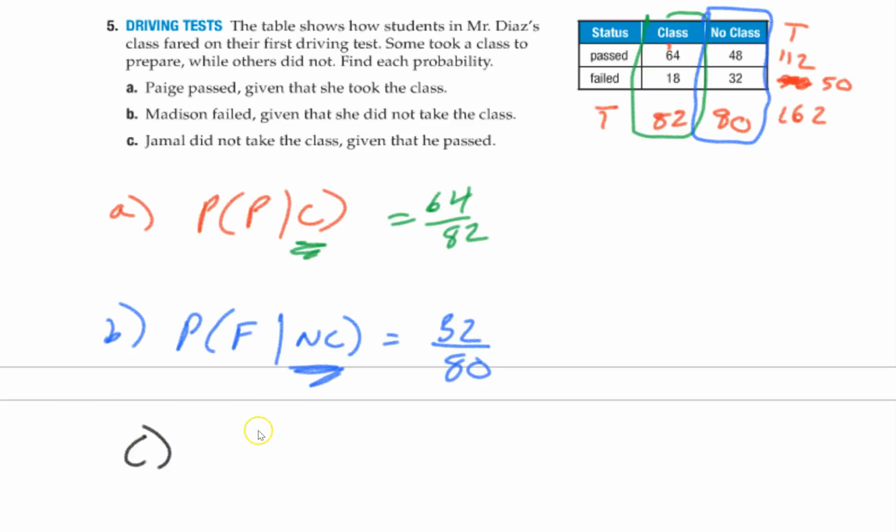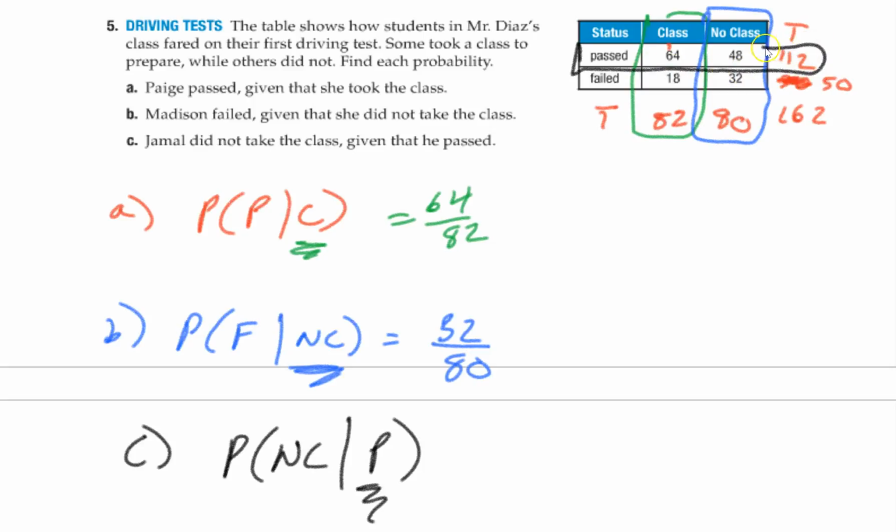Jamal did not take the class. No class, given that he passed. So Jamal didn't need the class. He passed anyway. So we know he passed, so we're looking at the pass people. Now it's a block right here. My total is 112. And how many people had no class? 48. Again, that's how you do given that if you have a box. It's a lot easier. Whatever the given is, that's the only thing you're looking at. That's your total. You're in that vein.